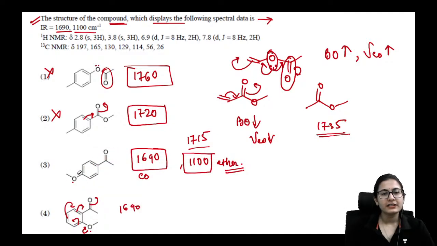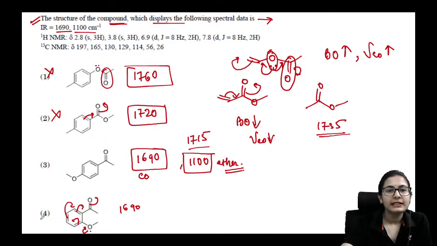Let's first discuss this one thing, let's look at the proton NMR value 2.8.